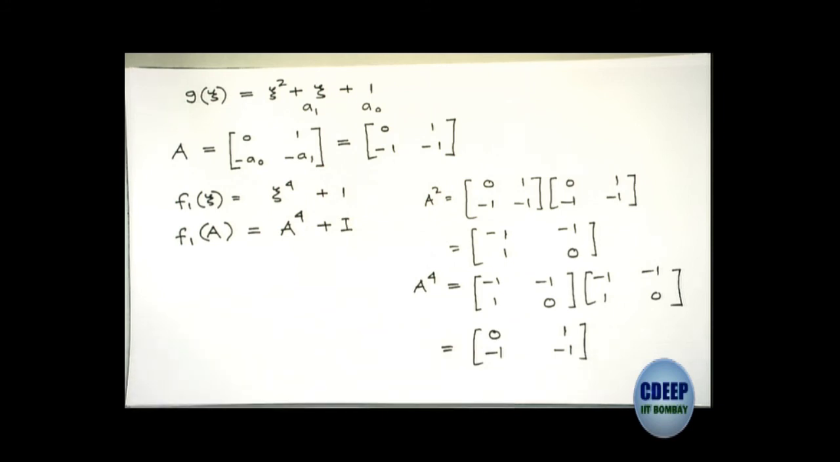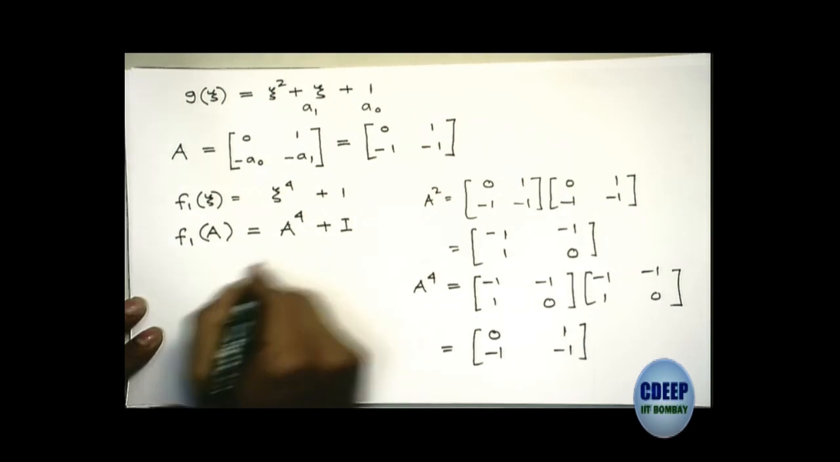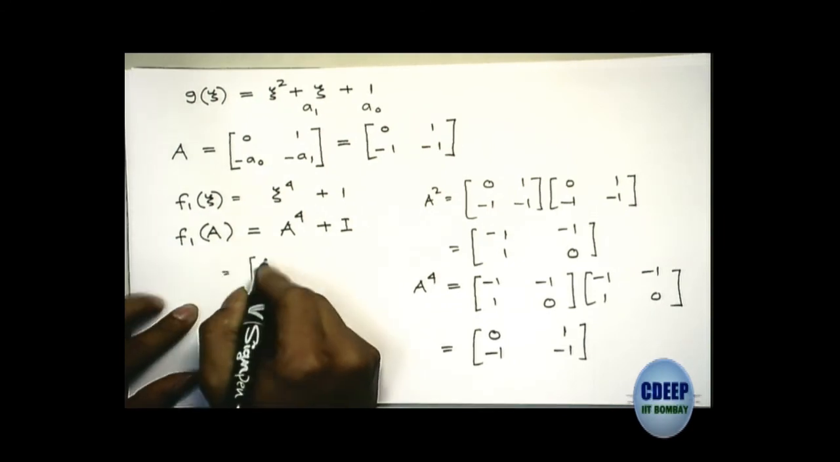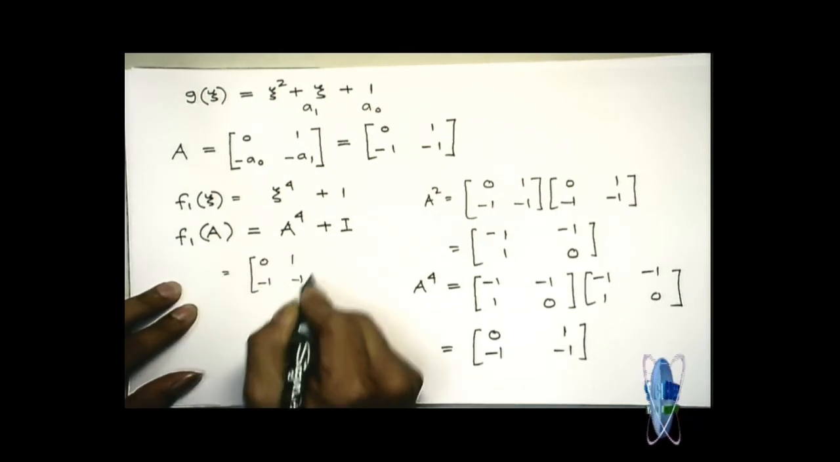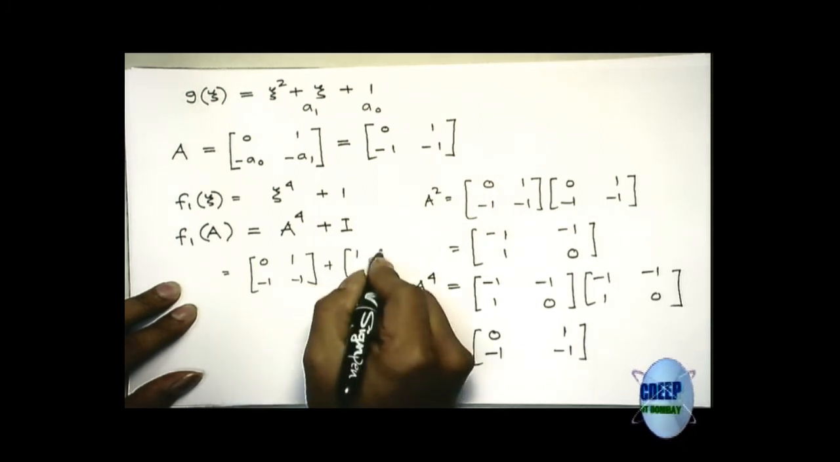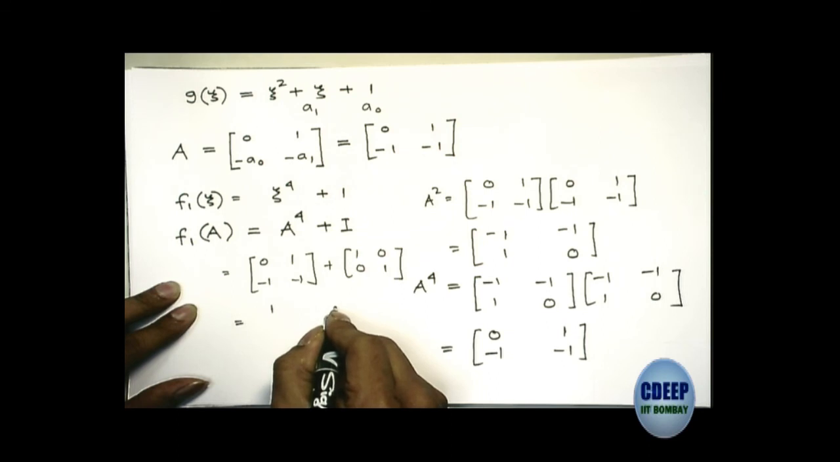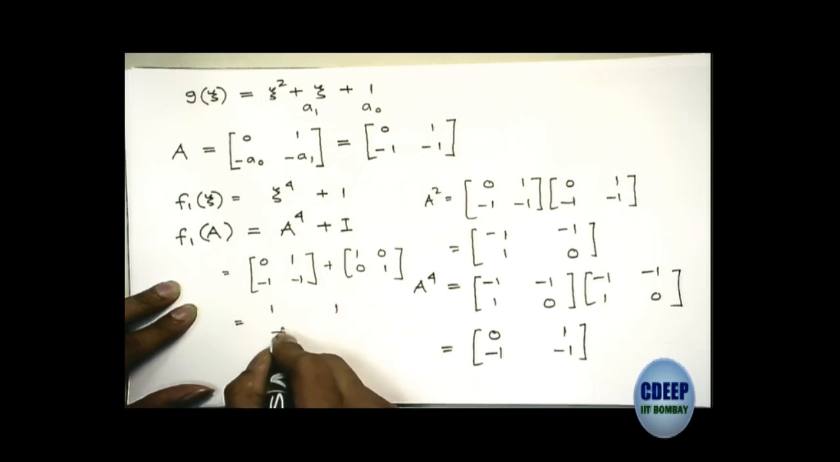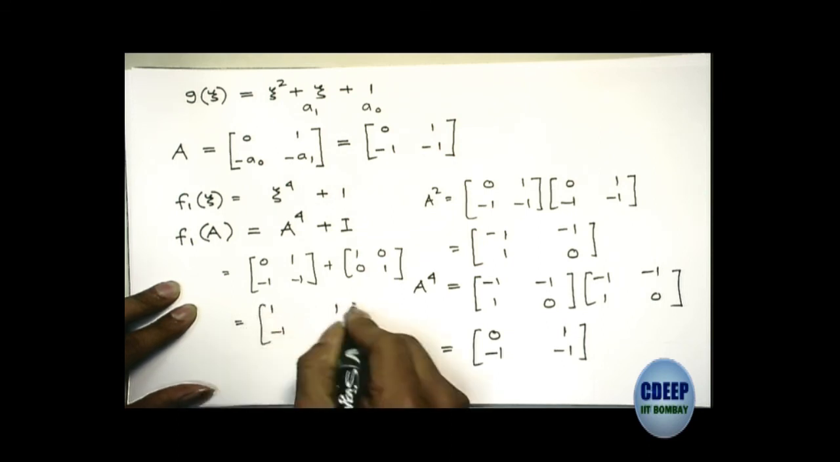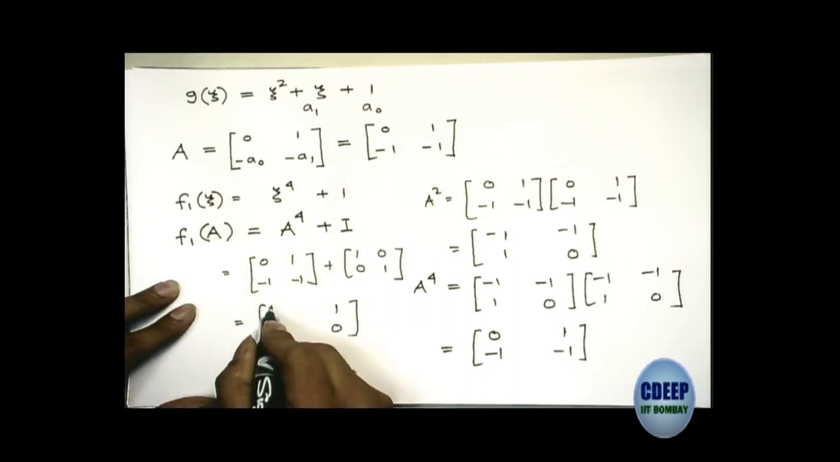Same matrix we get, A to the power 4. So A to the power 4 plus identity would be 0, 1, minus 1, minus 1 plus identity, which is 1, 0, 0, 1, which will give us 1, 1, minus 1, and 0. Look at the first row.